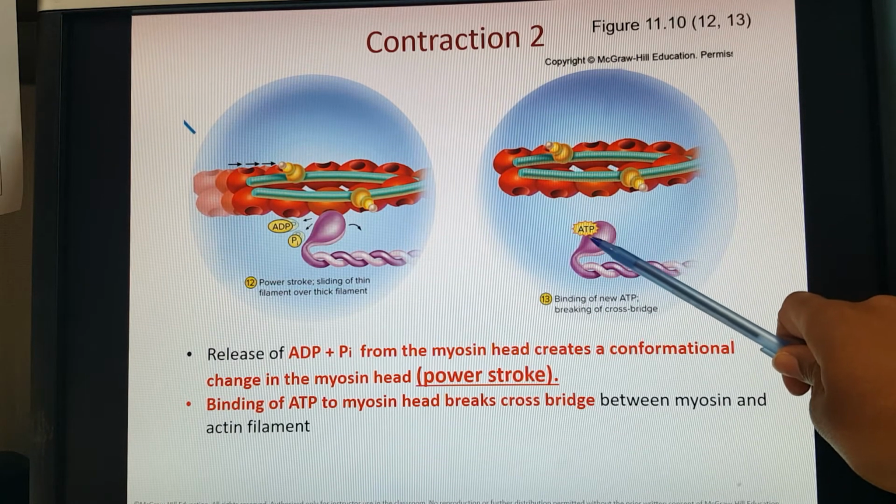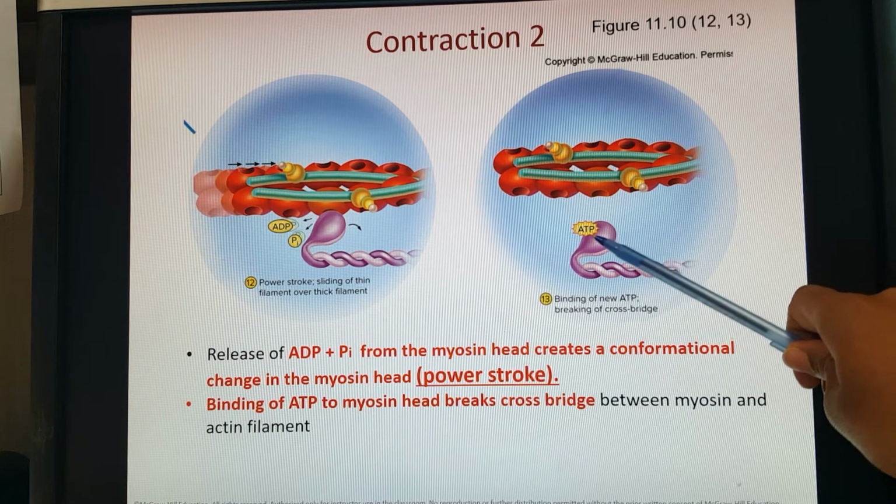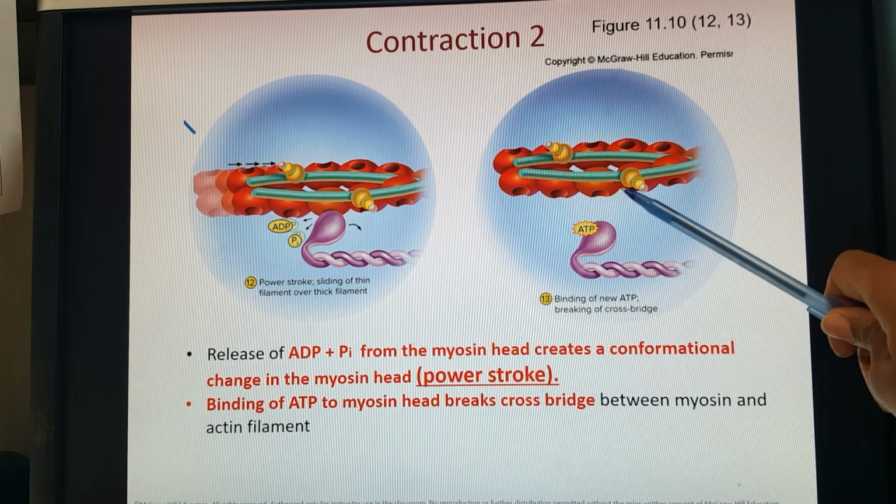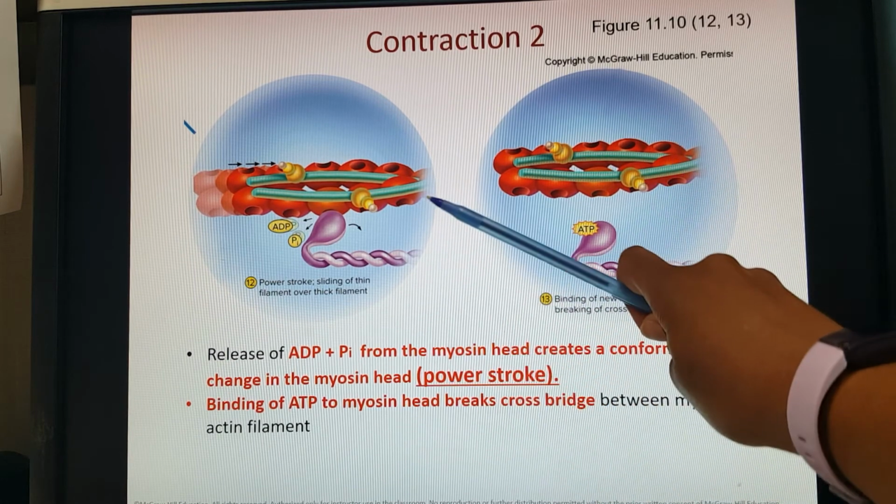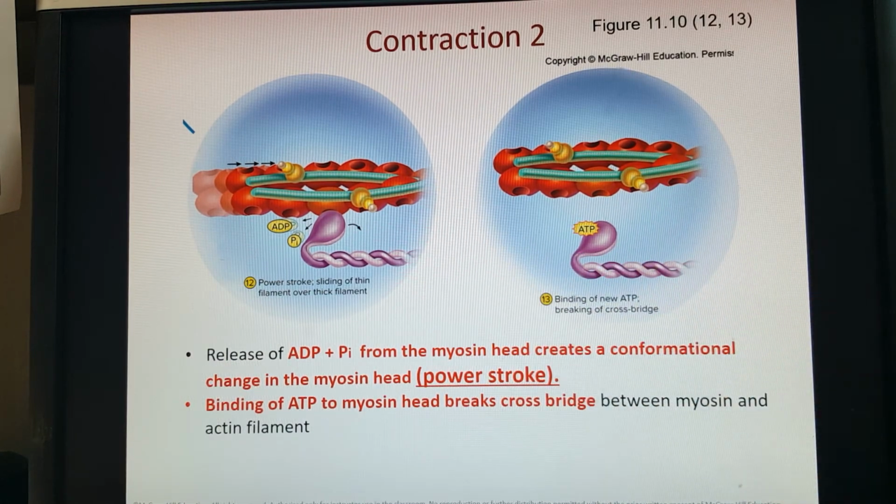So our ATP molecule will hydrolyze. We break that bond between the second and third phosphate group. You cock it back again so it's ready in position to have another contraction.